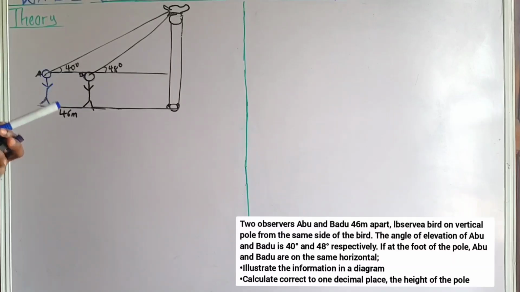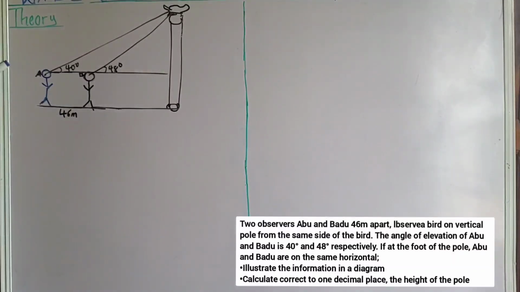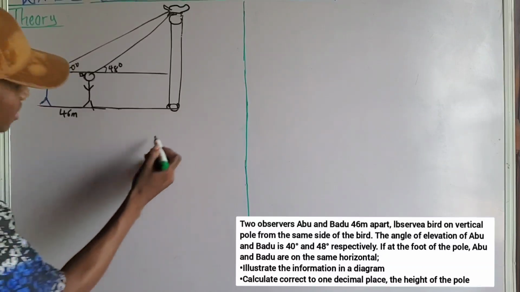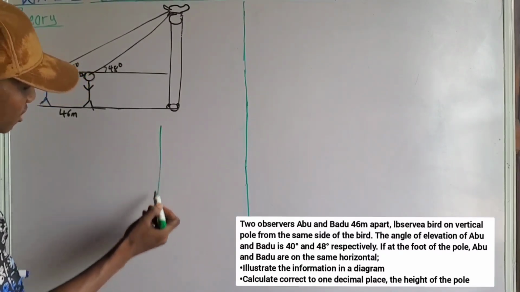Now we have to illustrate the information in the diagram. This is the illustration. If you are solving this in an exam, I won't expect you to draw all these people. I just use them to signify Abu and Badu, to help you understand. If you want to draw it in the exam, draw it in this way. Just draw something like this.